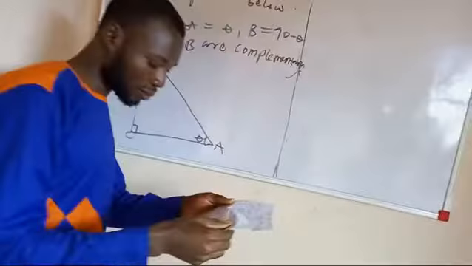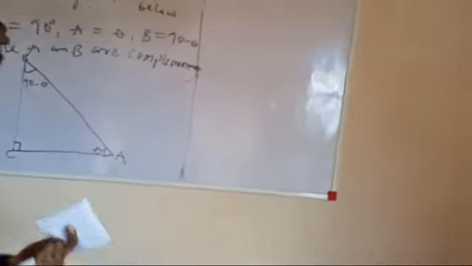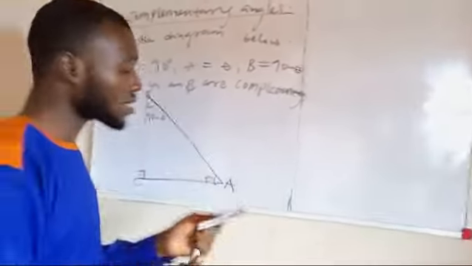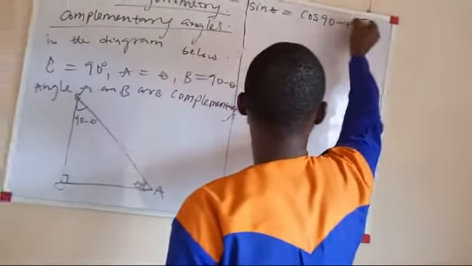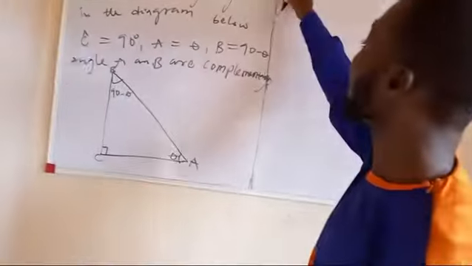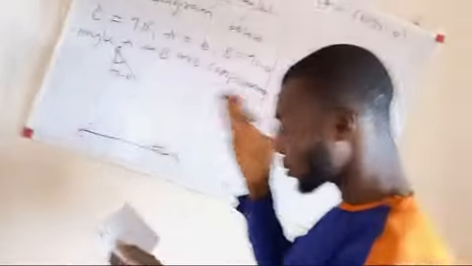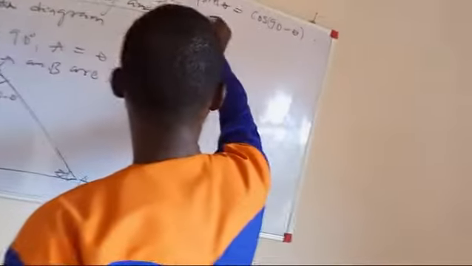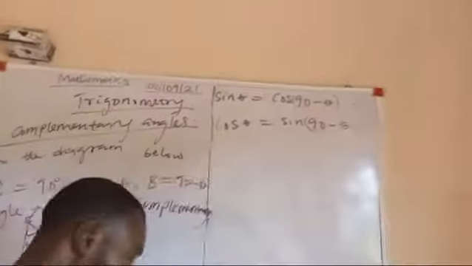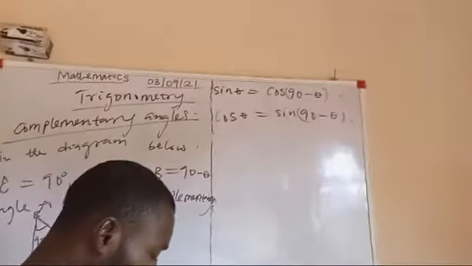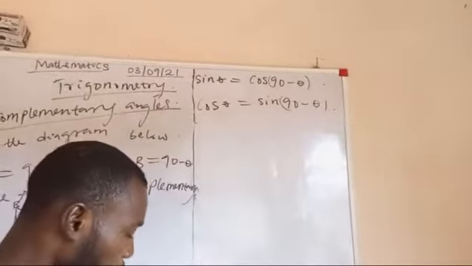At this point now, this complementary angle will be used in calculations in trigonometry. Let's take for instance, if relating this to trigonometry, we have that sine theta is equal to cos 90 minus theta. Let's take for instance, if the value of theta is 2, that means cos theta will now be 90 minus 2. And cos theta is equal to sine 90 minus theta. So we can use this to solve more questions. From there, let's solve these examples.